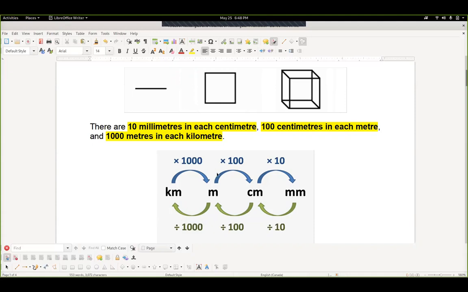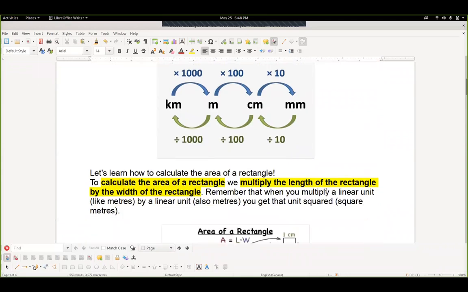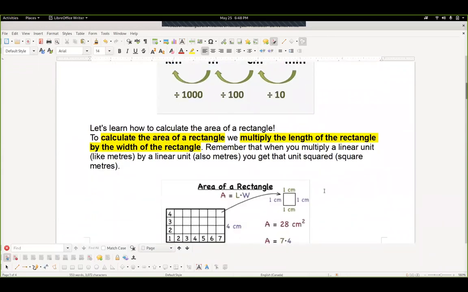To go from kilometers to meters, you'd multiply by 1,000. Meters to centimeters, multiply by 100. Centimeters to millimeters, multiply by 10. So let's learn how to calculate the area of a rectangle.